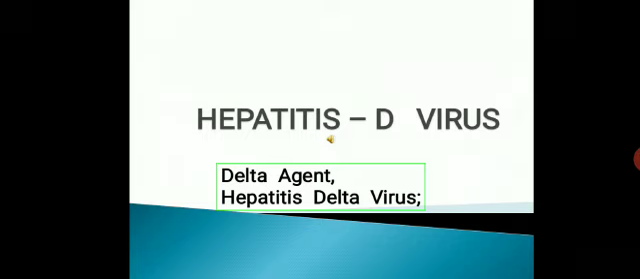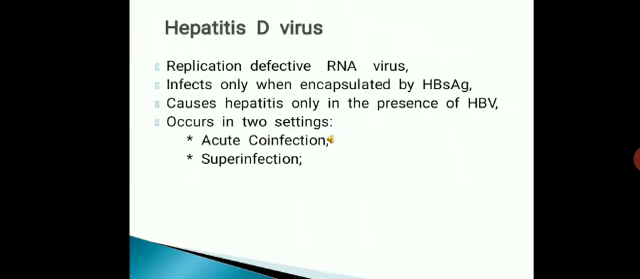Now about the hepatitis D virus. This is also known as the delta agent or hepatitis delta virus. This is a defective RNA virus. It does not have an envelope. It can be infective only when it gets encapsulated by the surface antigen of the hepatitis B virus. Hepatitis B virus surface antigen provides the envelope for this virus, and then only it can replicate. Therefore, infection occurs only in the presence of hepatitis B viral infection.